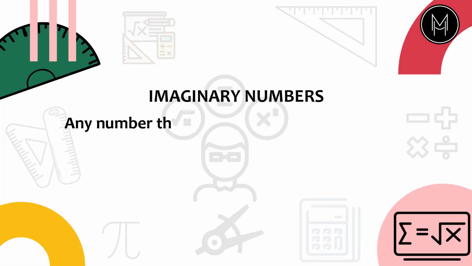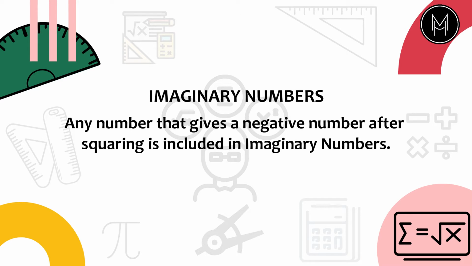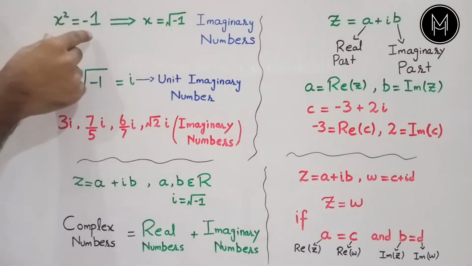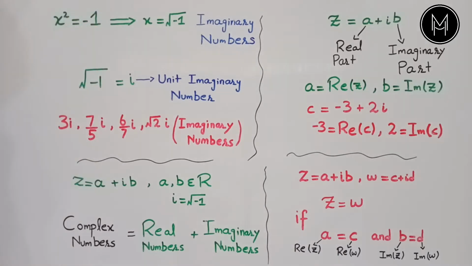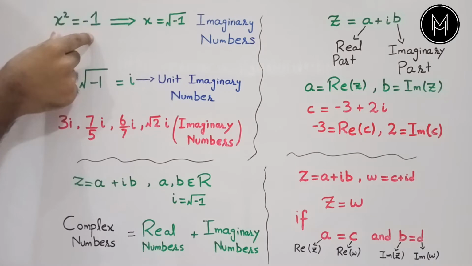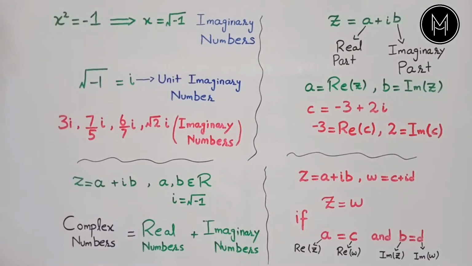Basically, any number that gives a negative number after squaring is included in imaginary numbers. For example, we have an equation x squared is equal to -1. Now you can see there is no solution for this equation in the set of real numbers. So this number is called an imaginary number. We can get this from the equation by taking the square root on both sides to get rid of the square on x. So we have x is equal to root -1. This is called an imaginary number.